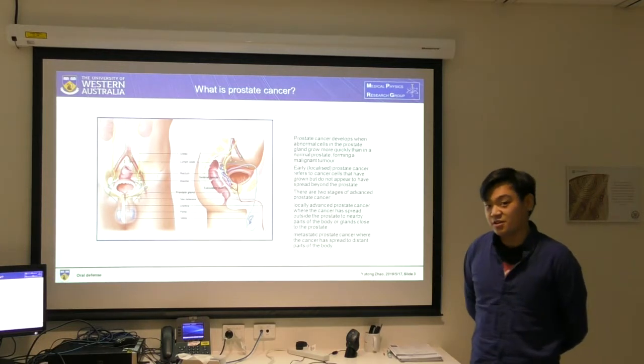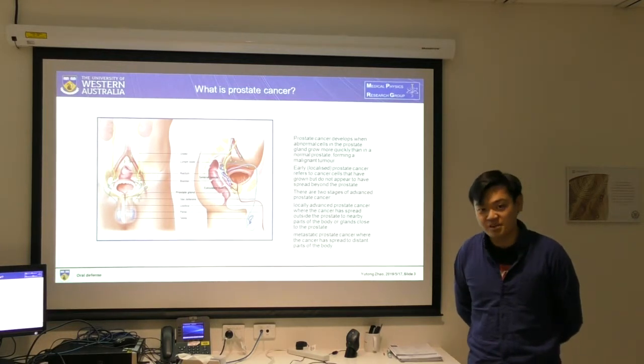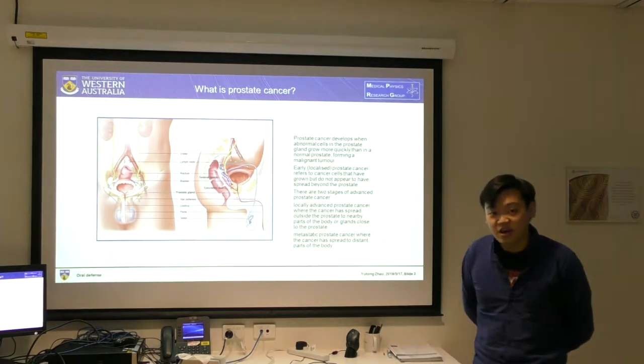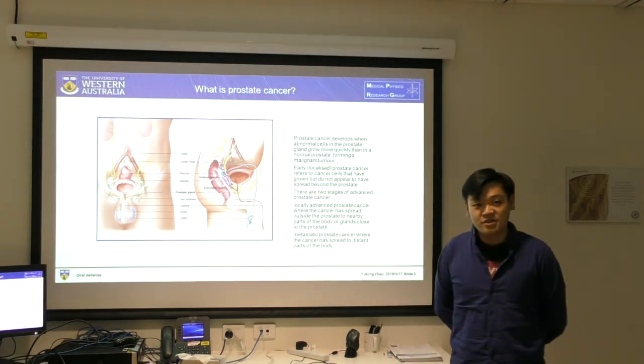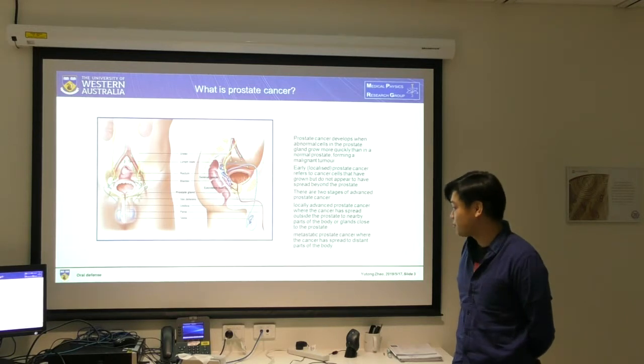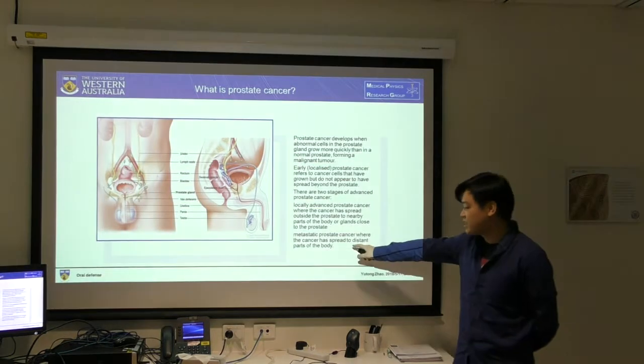So what is prostate cancer and where is the prostate gland? The prostate gland is over here, it's really tiny. It's under the bladder and near the rectum. Prostate cancer has three stages. The first one is early prostate cancer, the second one is locally advanced prostate cancer, and the third one is metastatic prostate cancer.